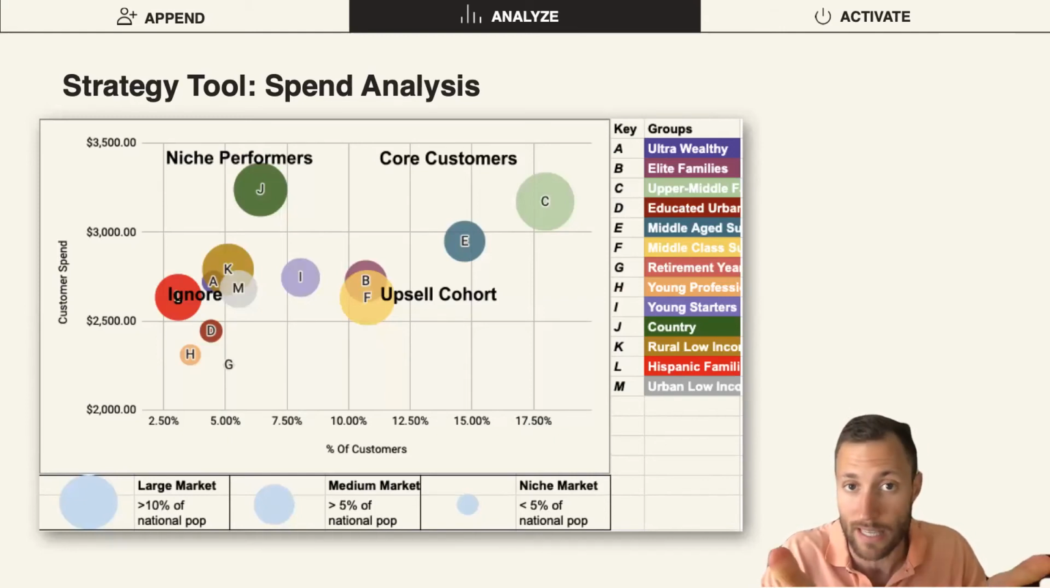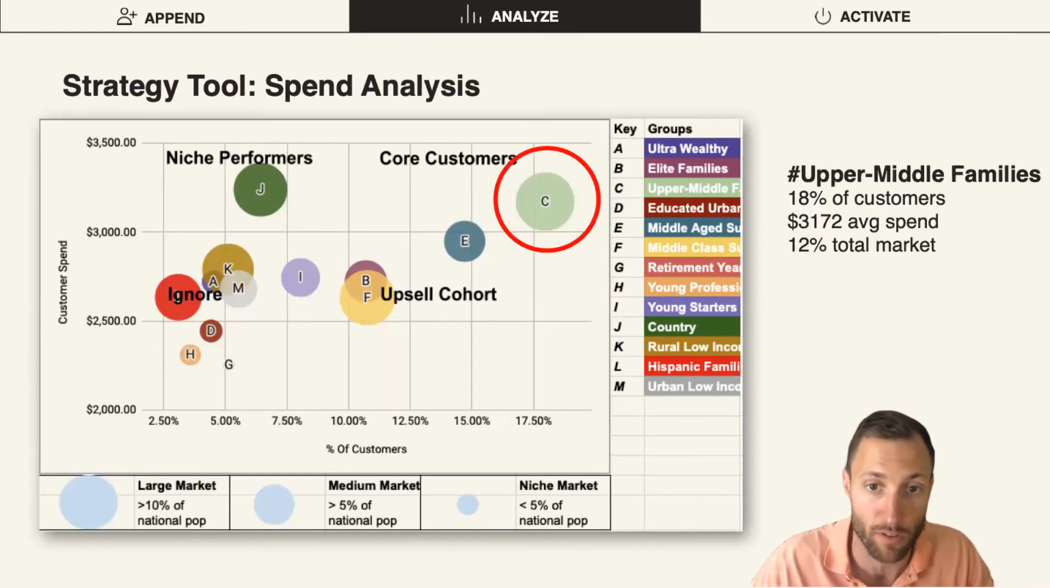So what kind of insights can we get out of this graph? The first one is we can see our core customers here are upper middle families. They make up around 18% of our total customers. They spend a lot, and they're 12% of the total market.